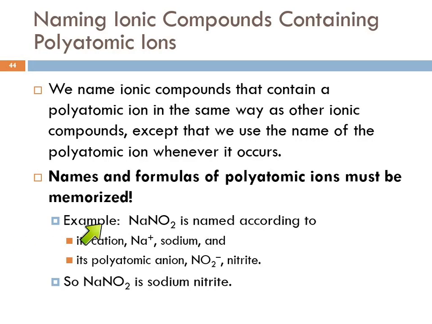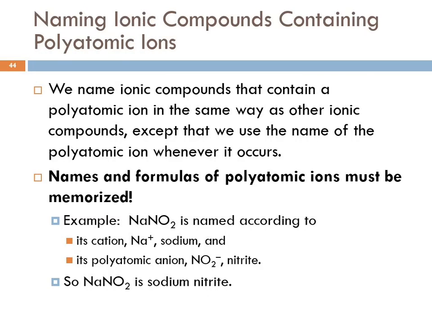So an example, NaNO2. We name this according to its cation. The name of Na+ is sodium. The name of the polyatomic anion, NO2-, is nitrite. Why is it nitrite? Because we decided to call it that, okay? And so the name is sodium nitrite.